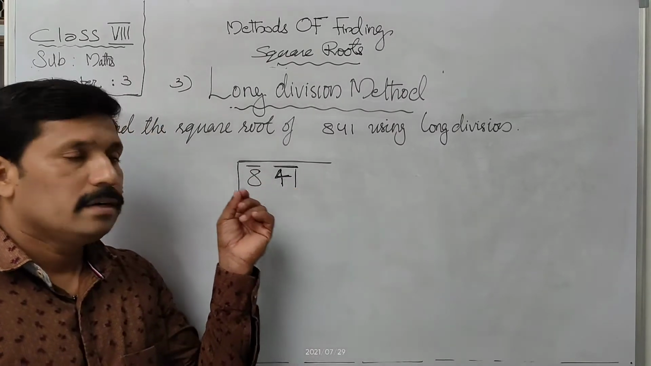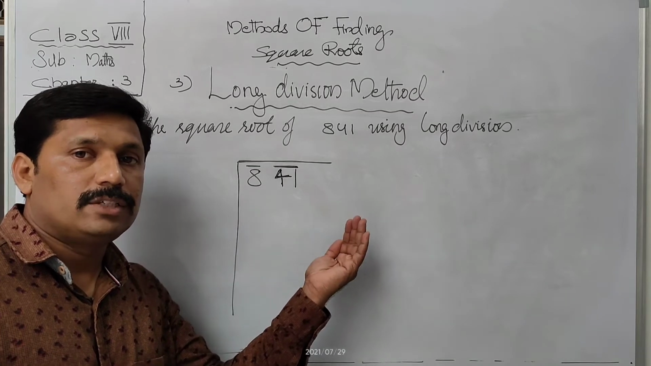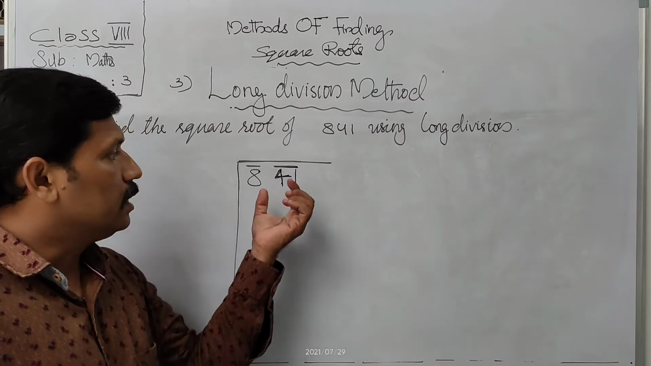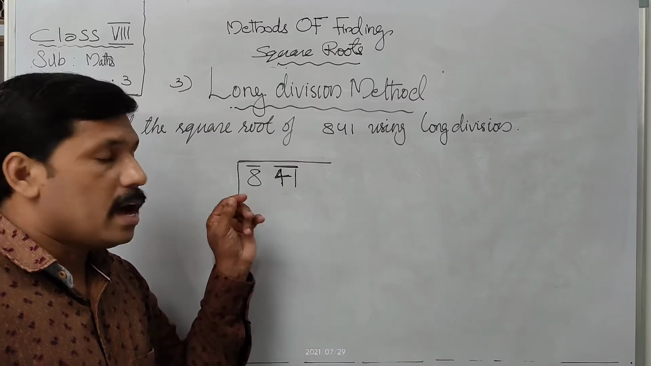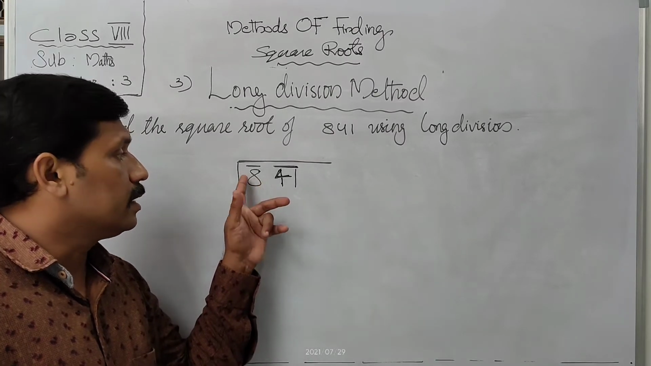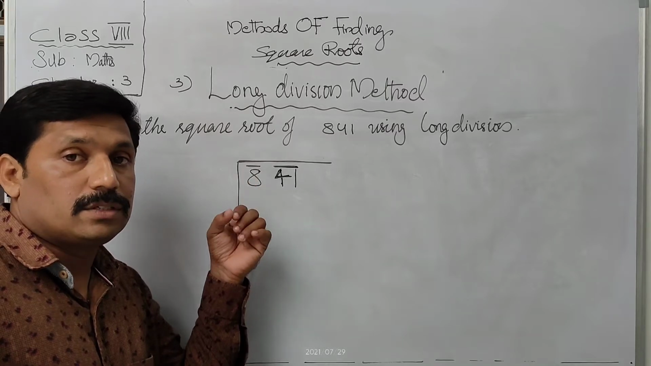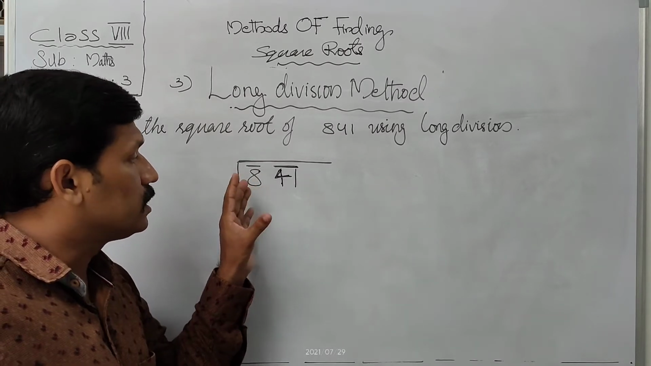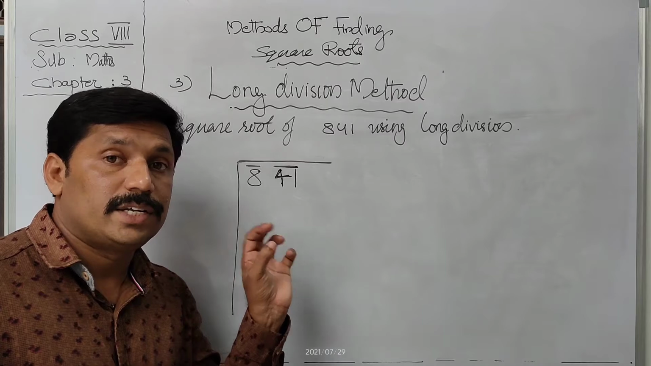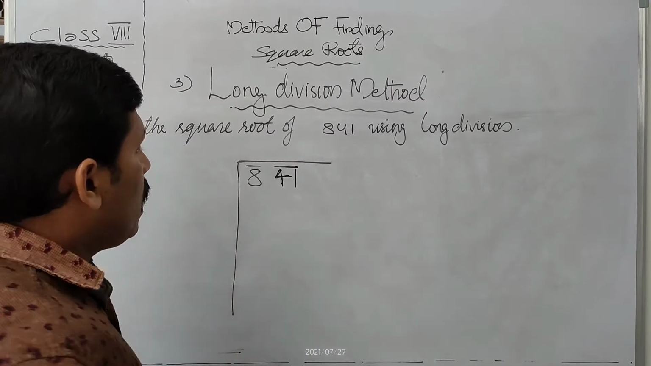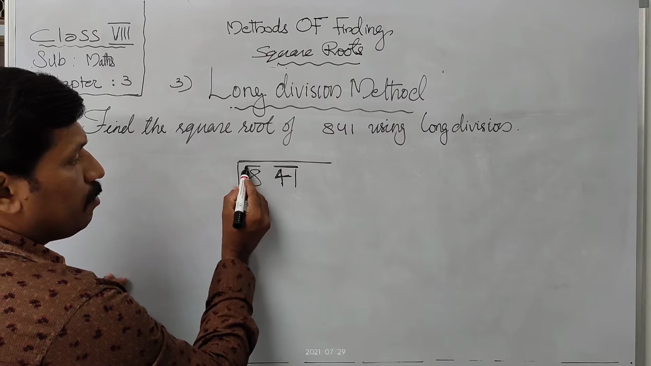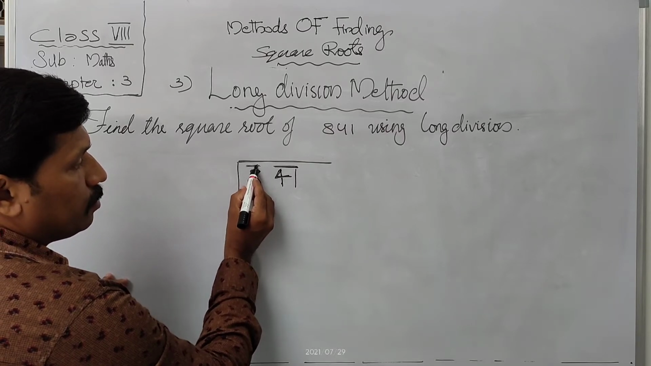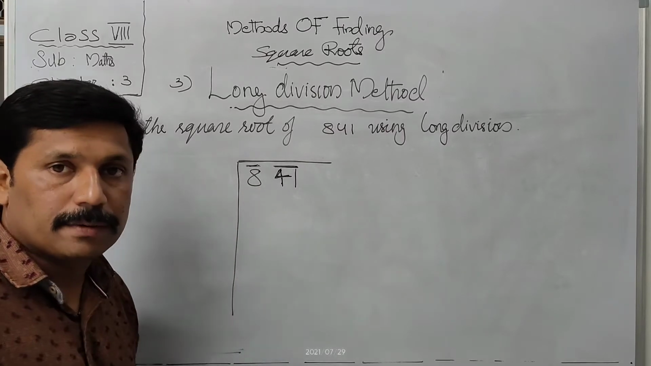After writing the number, we group the number from right to left in such a way that each group carries 2 digits. And if any group does not have 2 digits, that single digit also will be taken as a group. And then we start the division. We take the first group, that is 8. From the left side, the first group we take.